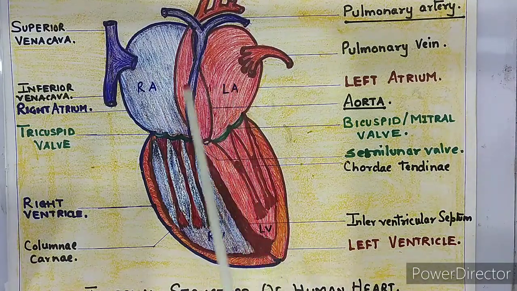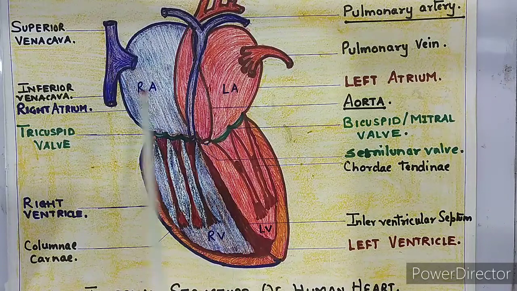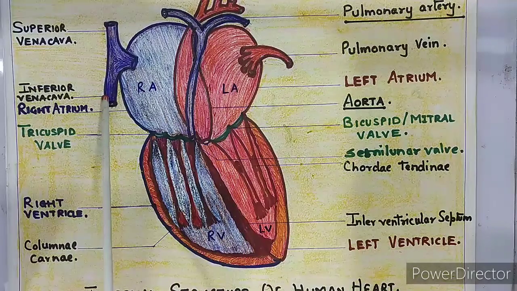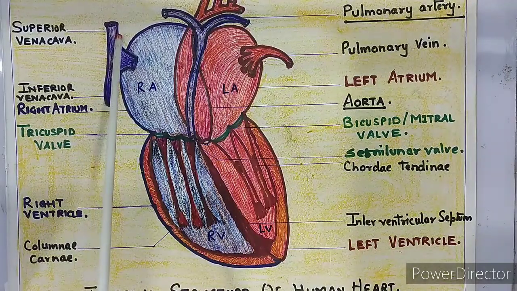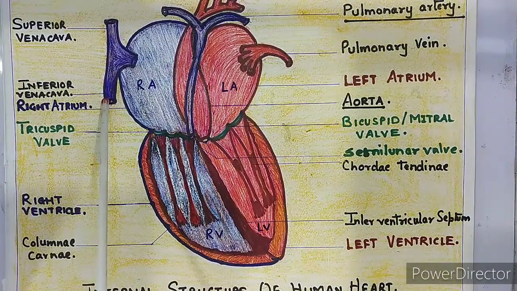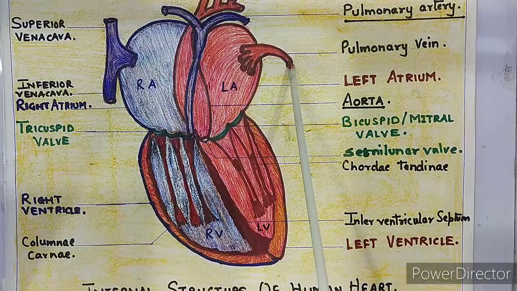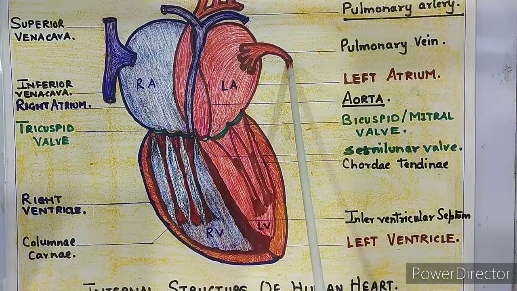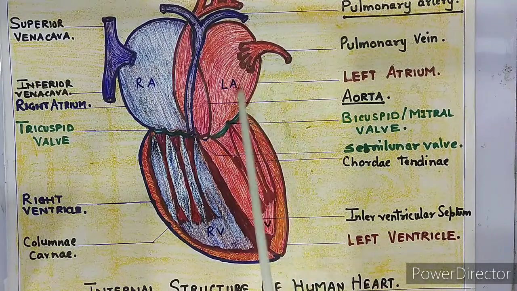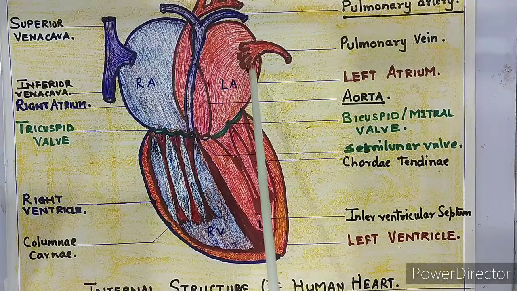So children, the veins which bring blood to the heart are: deoxygenated blood, which is brought by the superior vena cava or precaval vein, and inferior vena cava or postcaval vein, and oxygenated blood which is brought from the lungs and poured into the left atrium with the help of the pulmonary veins.